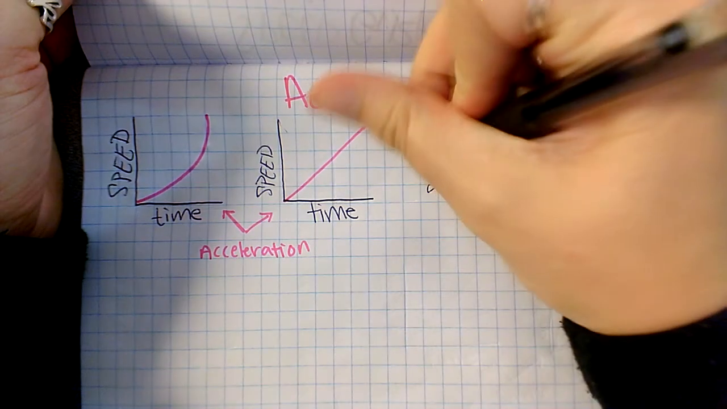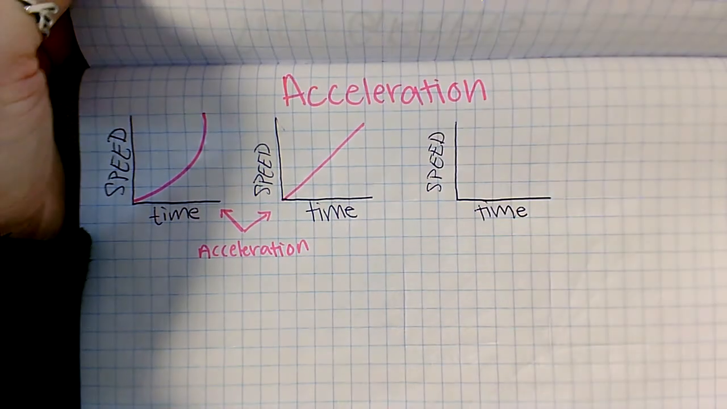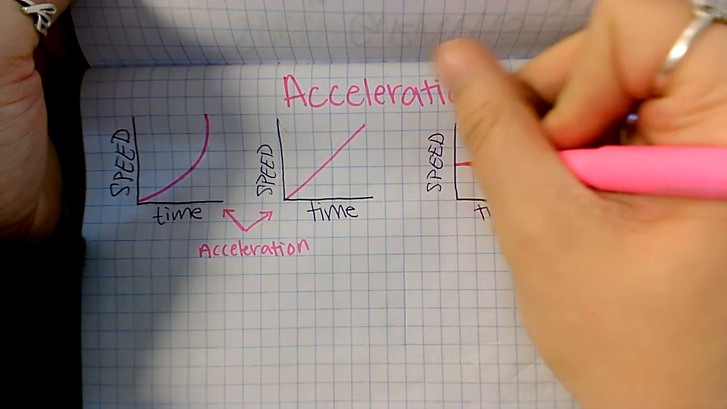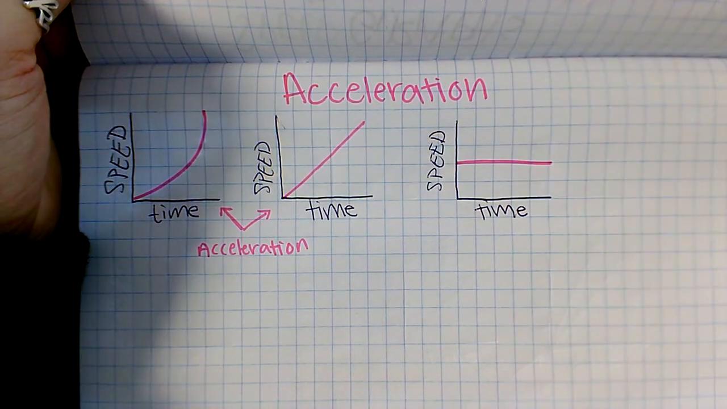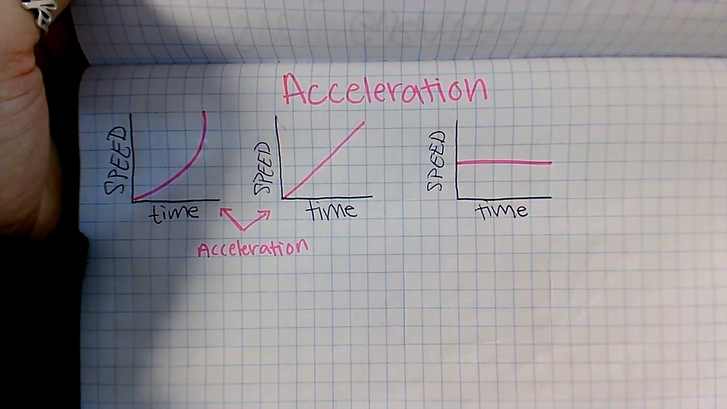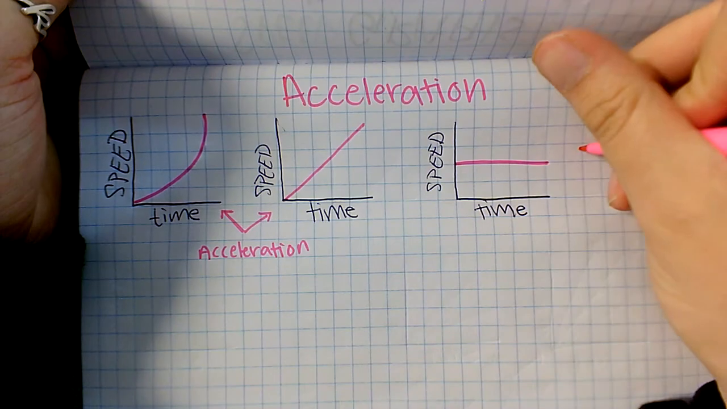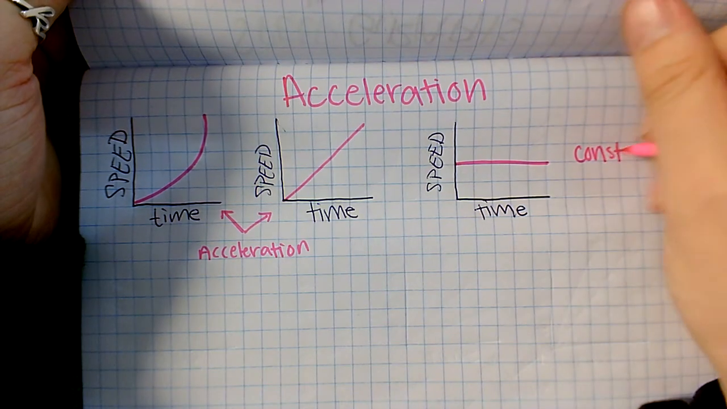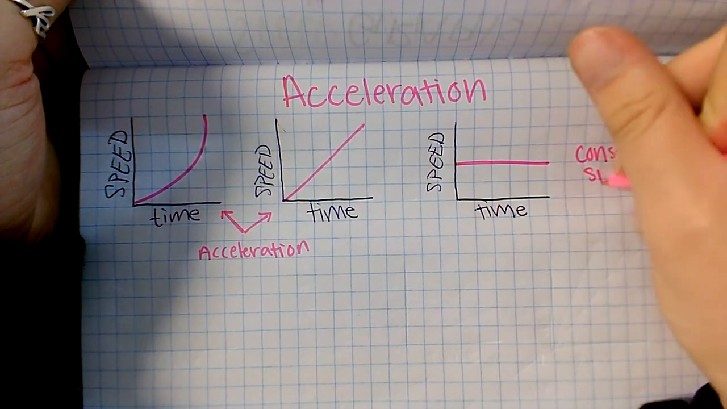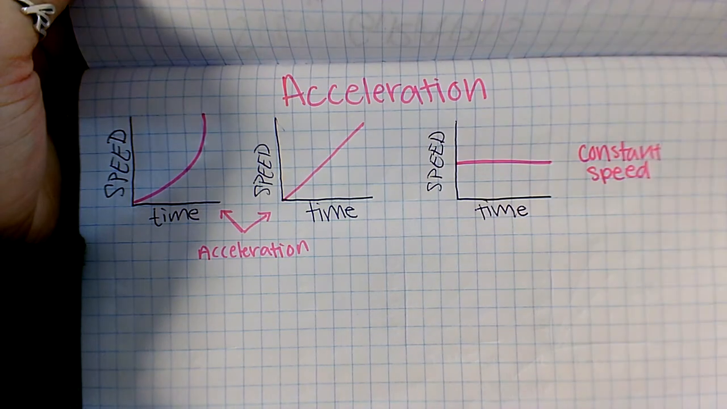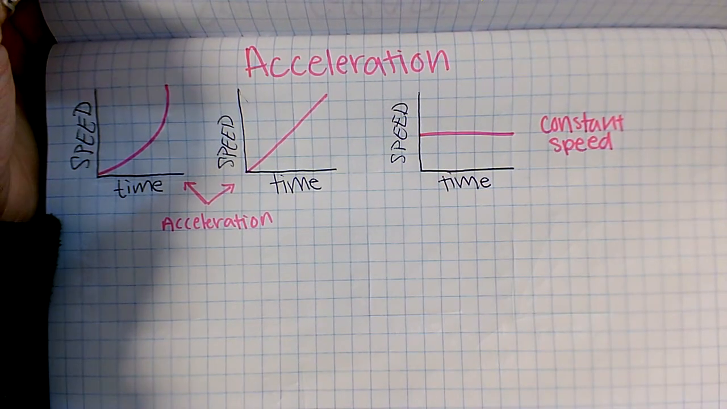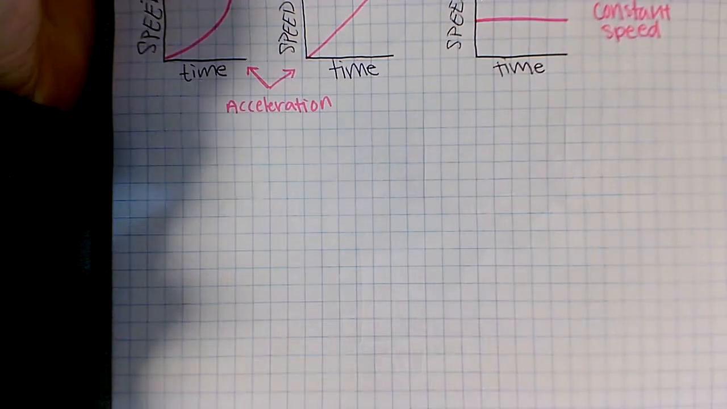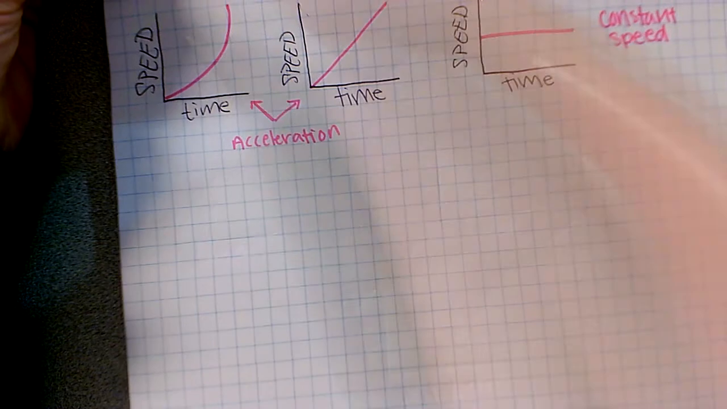Alright, so this one is a speed versus time graph again, but this one's a straight line. And they will try to trick you like this. You need to be careful. Alright, this one is showing constant speed. Okay? Constant speed.